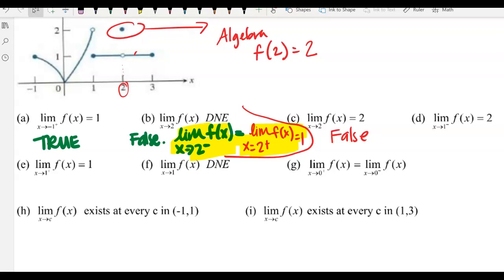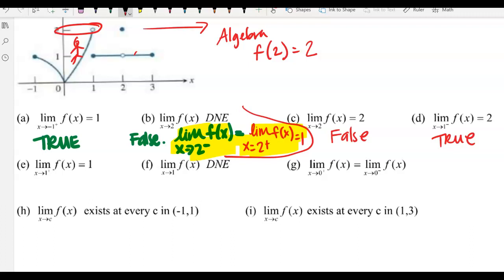Beatrix, the limit as x approaches 1 from the left is 2. True or false? True. You guys agree with me? Yep. If you're doing to the left, here's x equal to 1. You must stand on this branch. Yes or no? And you stand on that branch, the y is approaching 2.